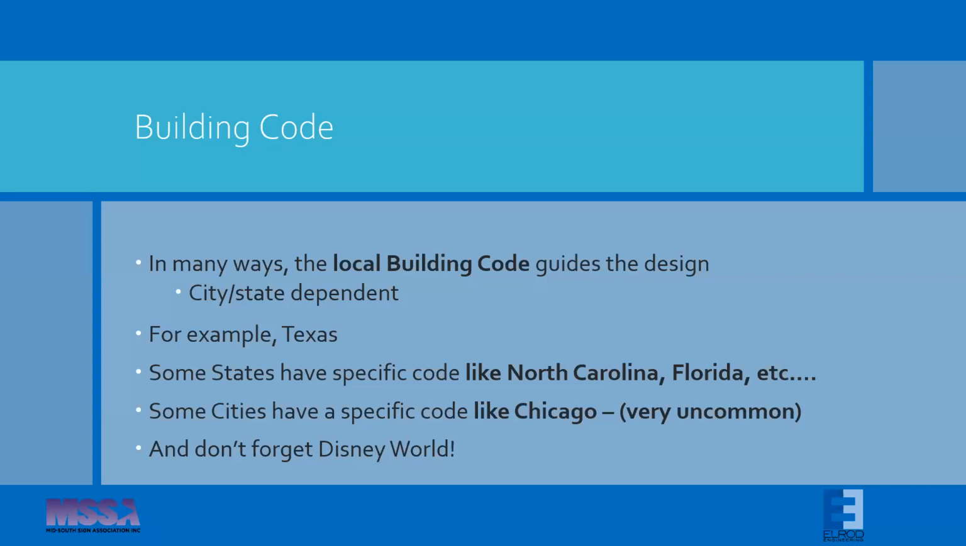Several states have a state-specific code. It may simply incorporate a particular IBC by reference, such as North Carolina, or it may be pretty unique, such as Florida and California. Some cities do have a specific building code, like the previous version of Chicago, even though that's very uncommon. And then I always like to remind people about Disney World. Disney World has the Epcot building code, which not only covers signage in the Magic Kingdom, but also roller coasters, haunted houses, and other things that you would never have dreamed of.